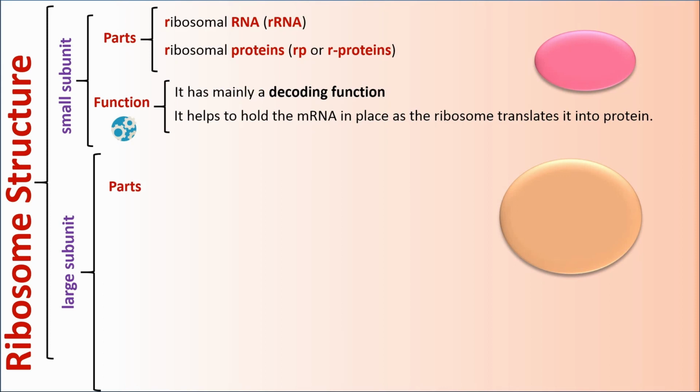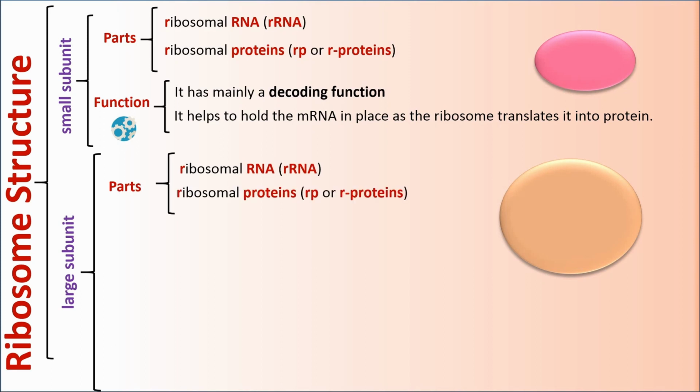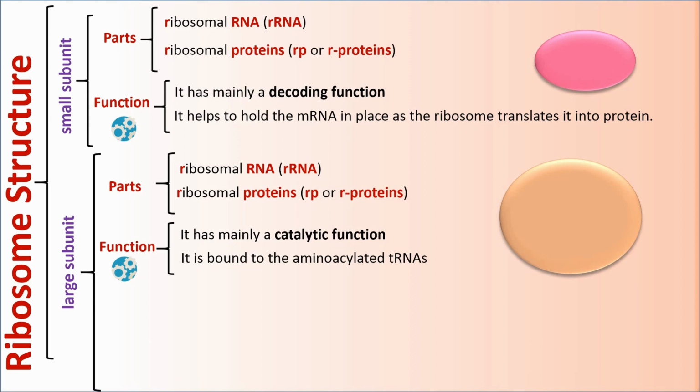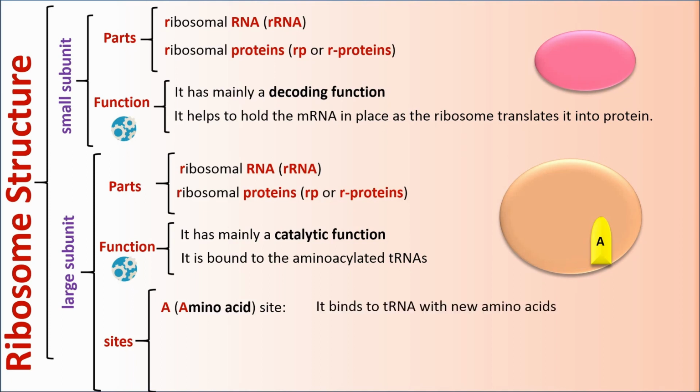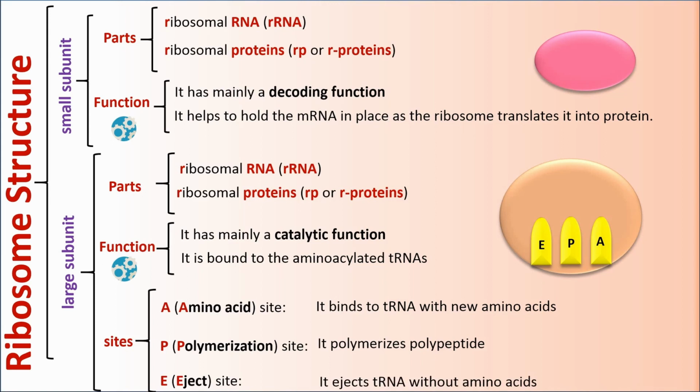Large subunit. Large subunit has two parts too, ribosomal RNA or rRNA and ribosomal proteins, RP or R proteins. Large subunit has two functions too. It has mainly a catalytic function and it's bound to the aminoacylated tRNAs. Large subunit has three sites. A or amino acid site binds to tRNA with new amino acids. P or polymerization site polymerizes polypeptide. And E or eject site ejects tRNA without amino acids.